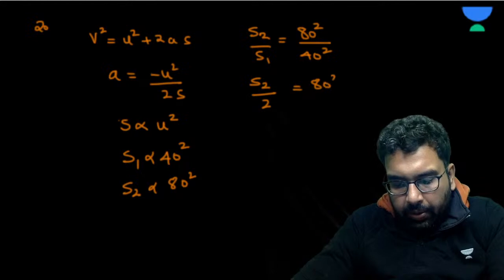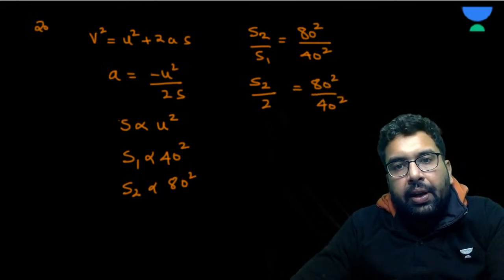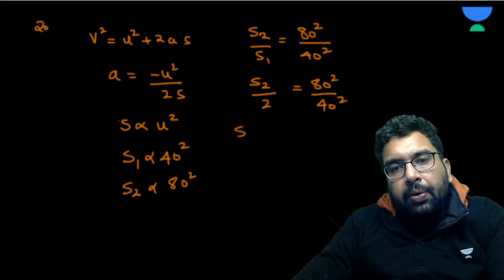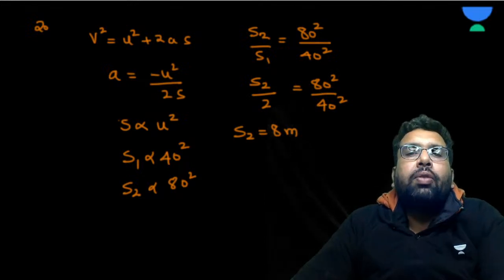80 square by 40 square. So how much will it become? It will become 8, right? So S2 is 8 meters. Very simple. Otherwise, see what you have to do. You will have to make one more equation.